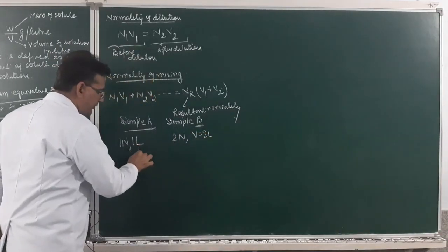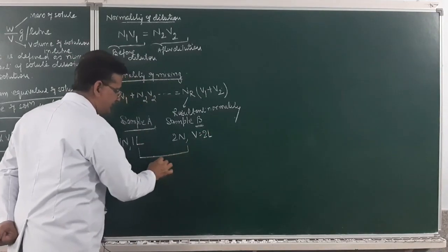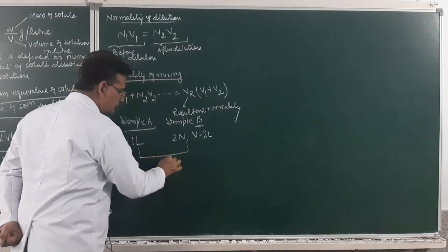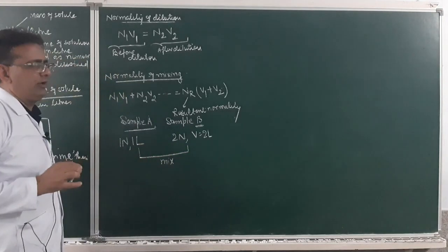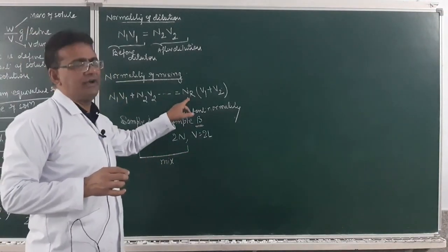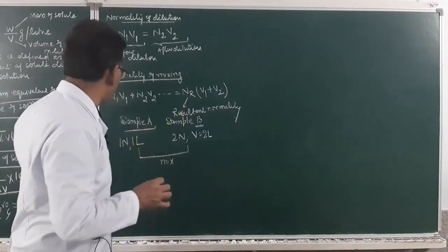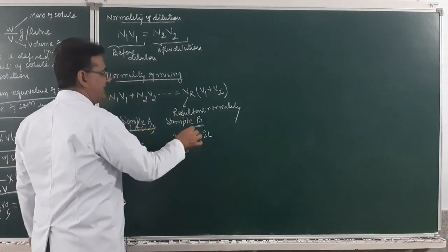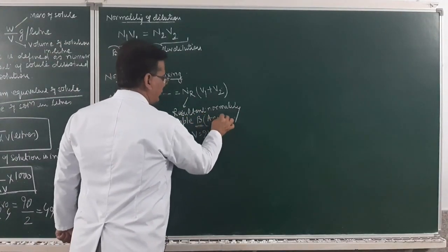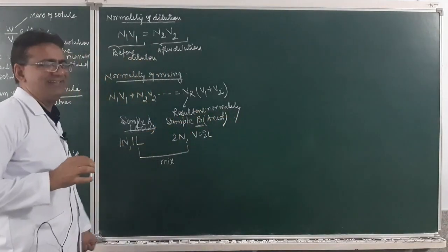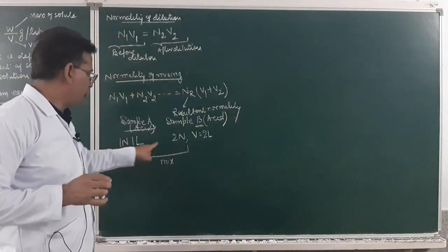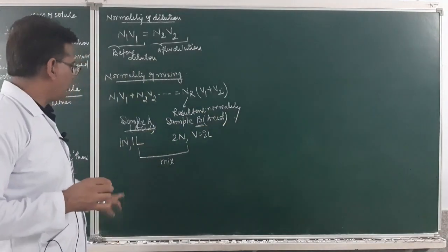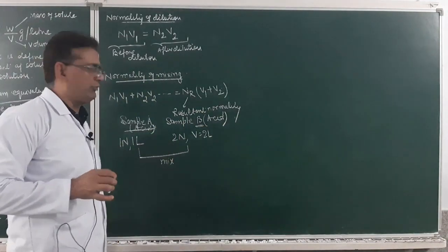Now suppose these two solutions are mixed. My question is, what will be the resultant normality? Suppose both are acid solutions of HCl, or acid solutions of the same basicity. These two solutions are mixed. What will be the resultant normality?